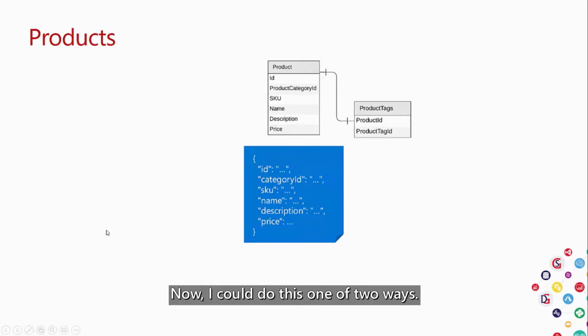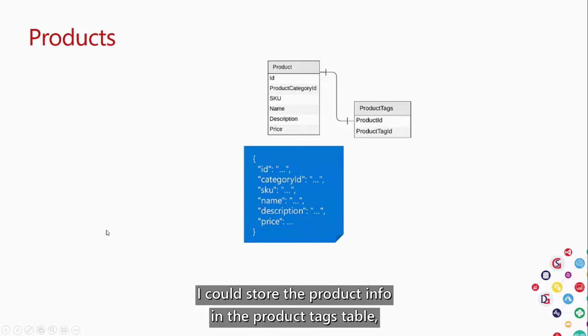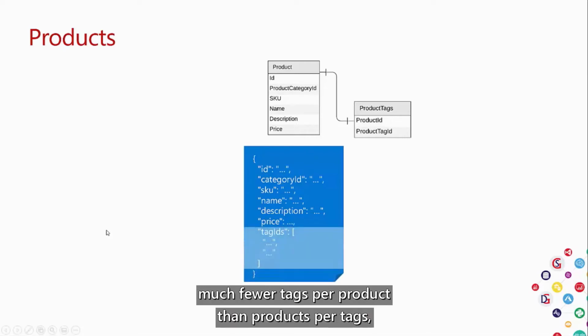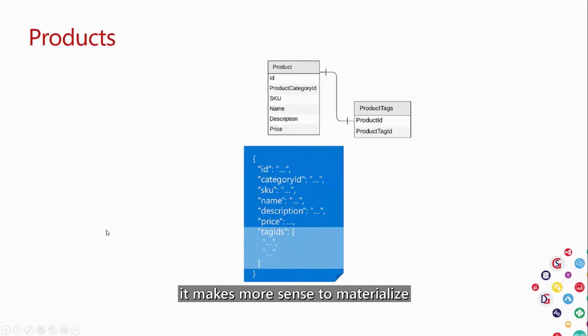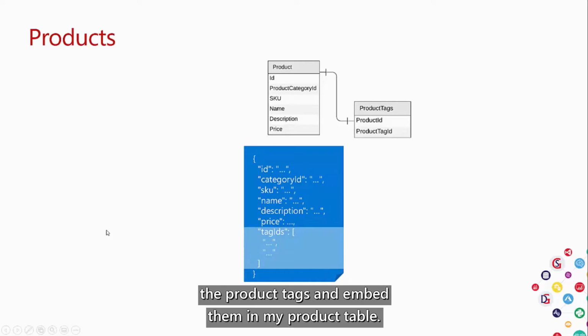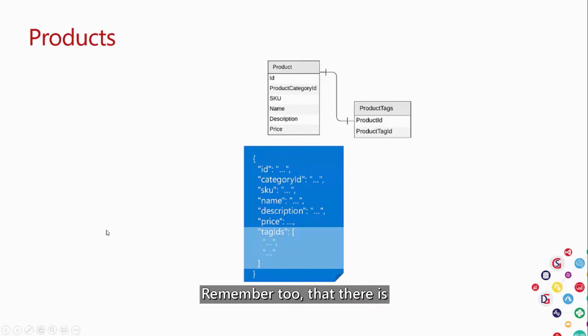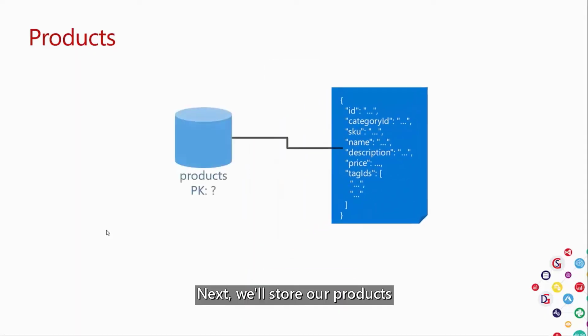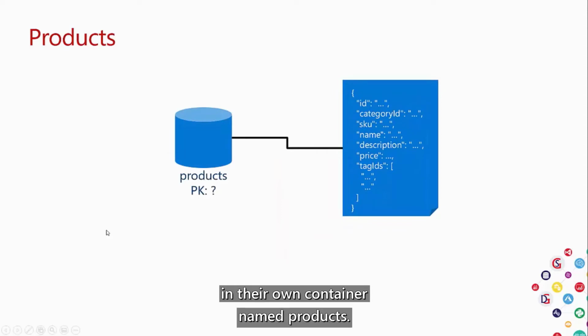Now, I could do this one of two ways. I could store the product info in the product tags table, or I could materialize the tags in my product table. Now, given that there are much fewer tags per product than products per tags, it makes more sense to materialize the product tags and embed them in my product table. Remember too that there is a one-to-few relationship between product and tags, so this too makes it a good candidate for embedding. Next, we will store our products in their own container named products.